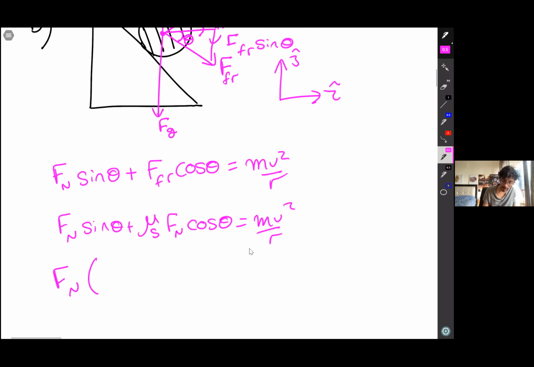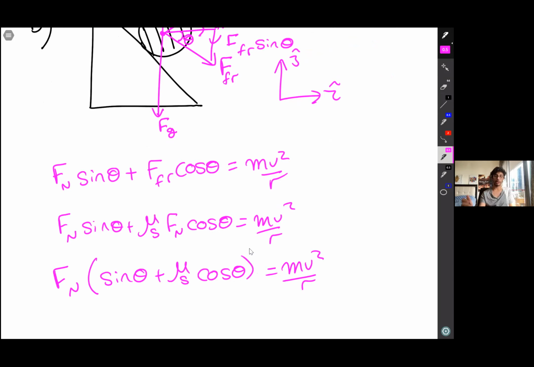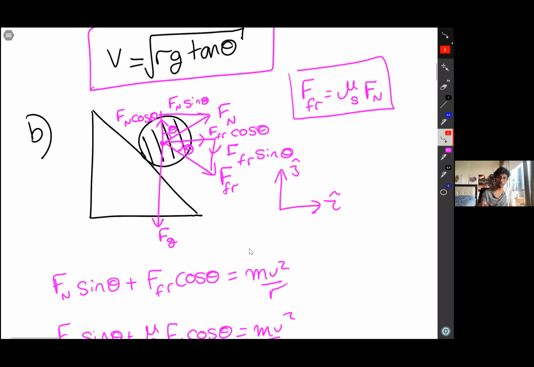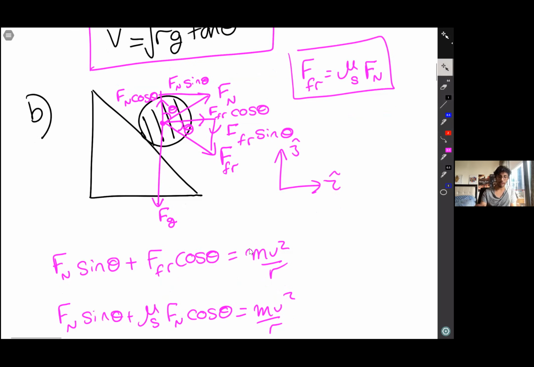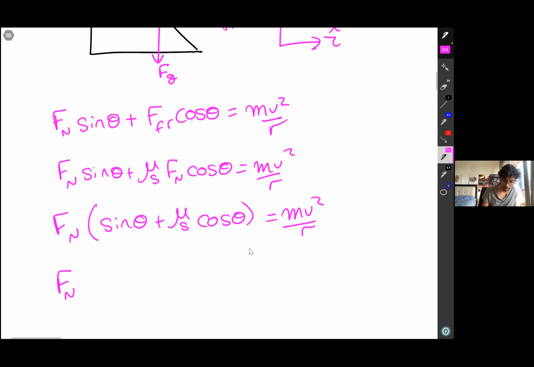Fn (sine theta plus mu s cos theta) is equal to mv squared over r. That is going to be our first Newton's law equation. Now let's look at the forces in the j hat direction. So we have Fn cos theta acting upwards, F frictional sine theta acting downwards, and Fg also acting downwards. So we get that Fn cos theta minus F frictional sine theta minus Mg is equal to 0.